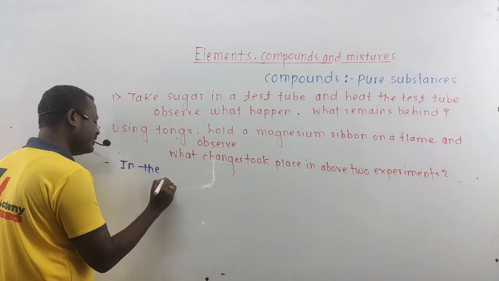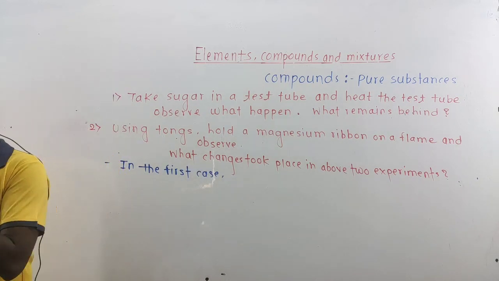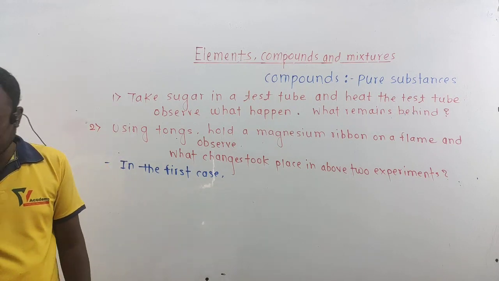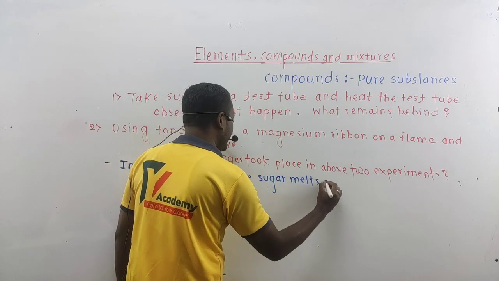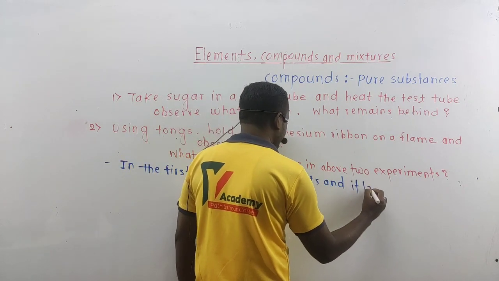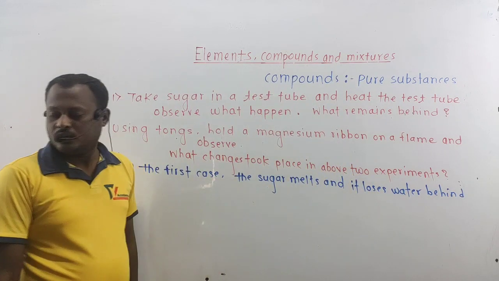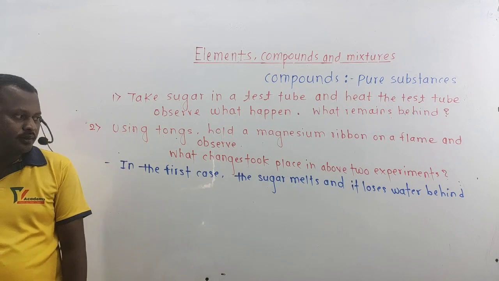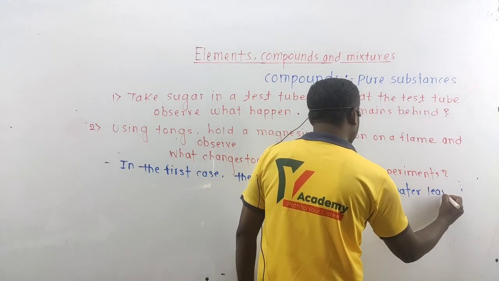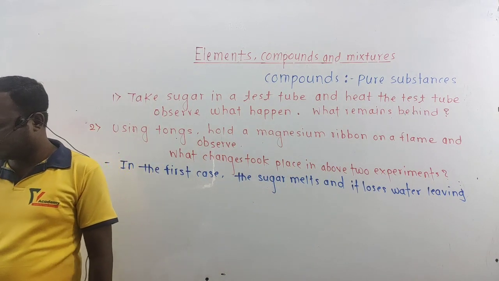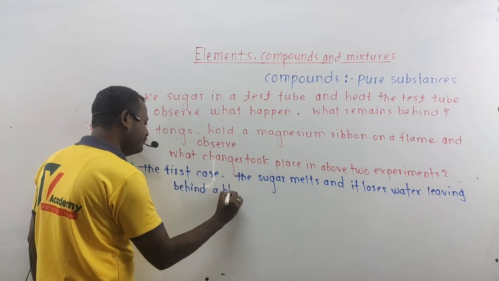So let us see. In the first case, the sugar melts and then it loses water, leaving behind a black substance.